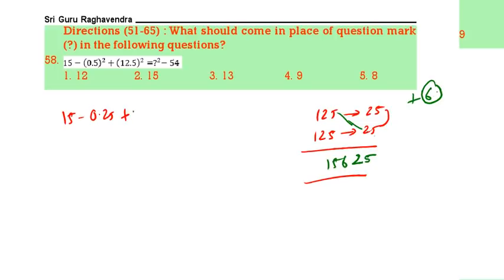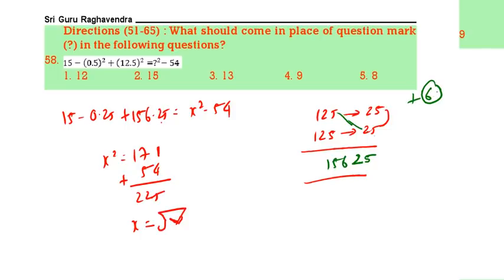So that is 156.25 is equal to x square minus 54. Therefore x square is equal to 156.25 minus 0.25, 156. 156 plus 16, 171. 171 plus 54, that is 225. X is equal to root 225. X value is root of 225, that is 15. 2 is the correct answer. Next question.